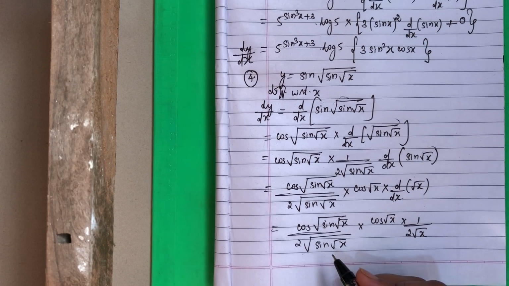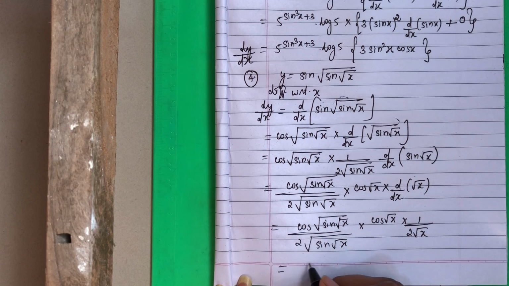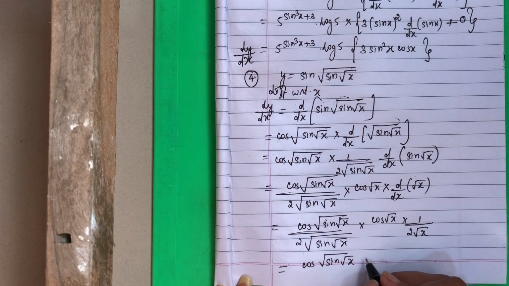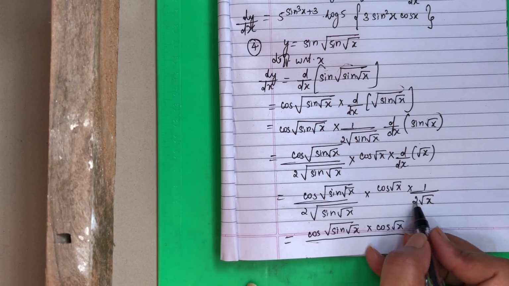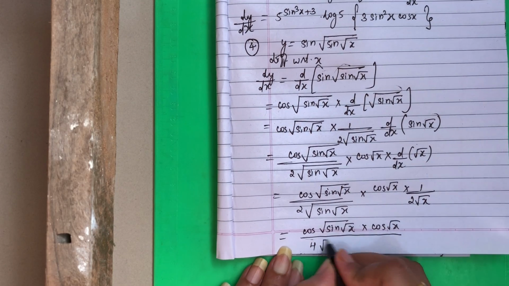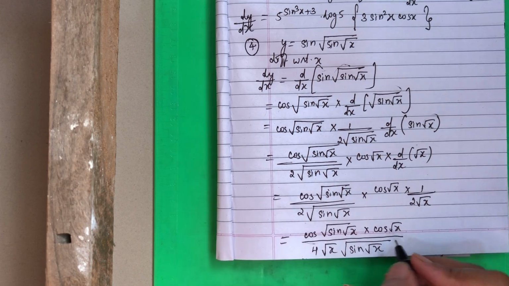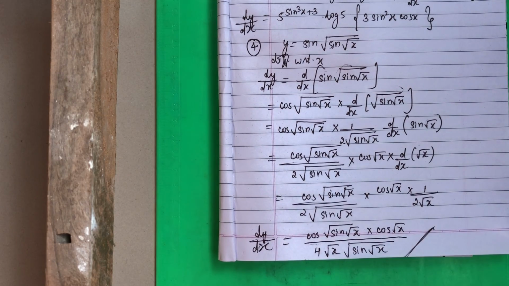We had differentiated each and every function by using the chain rule. So write down the answer properly. That is cos of root sin root x into cos root x upon 2 into 2 root x into root sin root x. That is dy/dx. The solution for this problem, that is y is equal to sin of root sin root x. This is dy/dx, by using the chain rule.